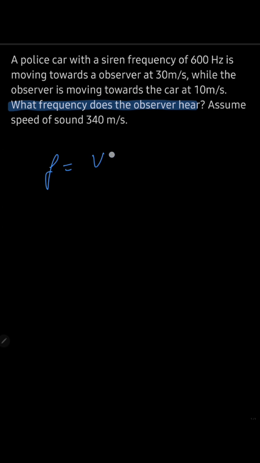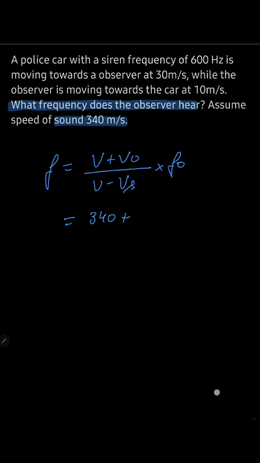So f = (v + v0) / (v - vs) × f0. Substituting all the values, v is the speed of sound, which they have given as 340 meters per second. So substituting the value here, 340 plus, now what is v0? v0 is the velocity of observer. Now the observer is moving towards the car, meaning moving towards the source, so we have to take its value as positive. So this is 10, upon again v, which is 340, minus.